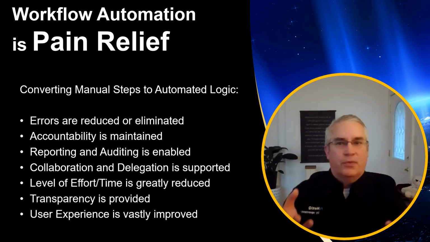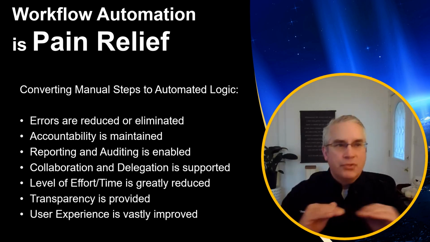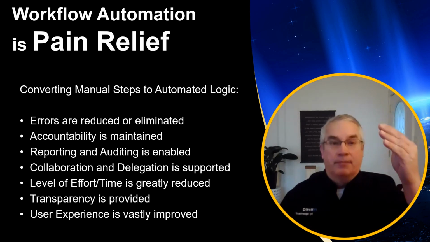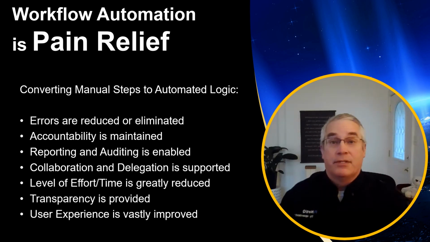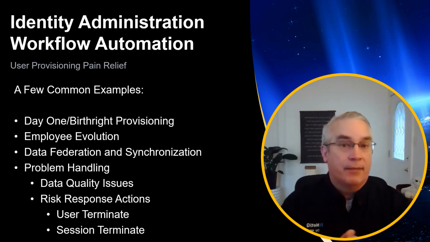All of these things that we do to convert manual steps into automated logic are going to reduce our level of effort and the amount of time it takes to do these tasks. It's going to give you transparency, and from top to bottom, a huge improvement in the user experience. So it's a win-win situation for everybody. We're going to be looking at ways to relieve pain in both identity administration and identity governance, which are two separate but integrated components of identity fabric operations.